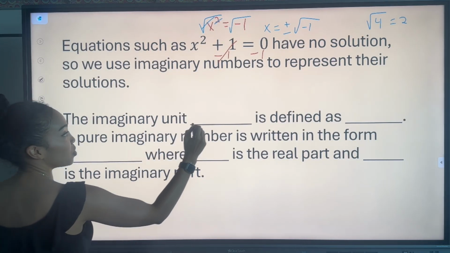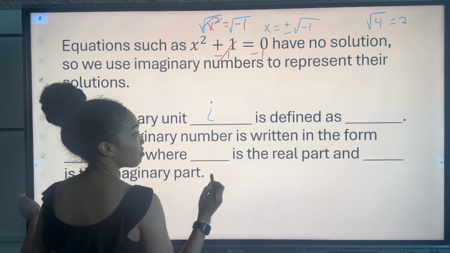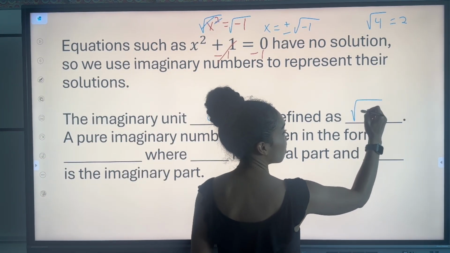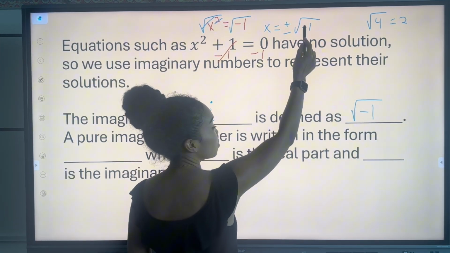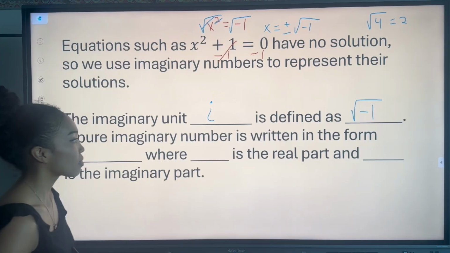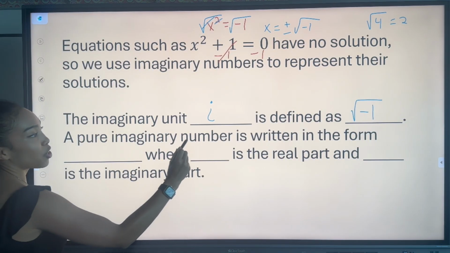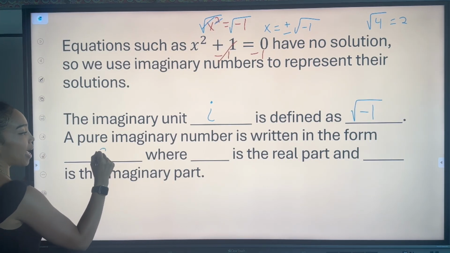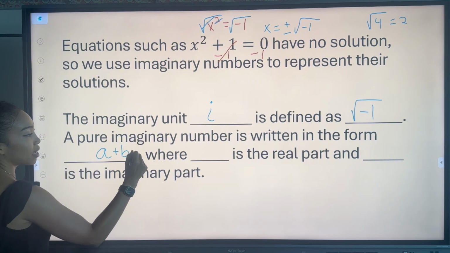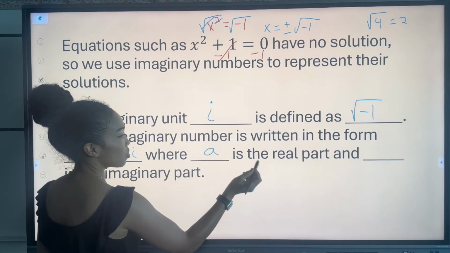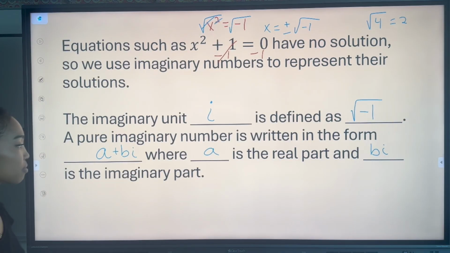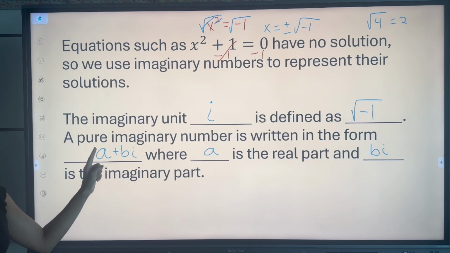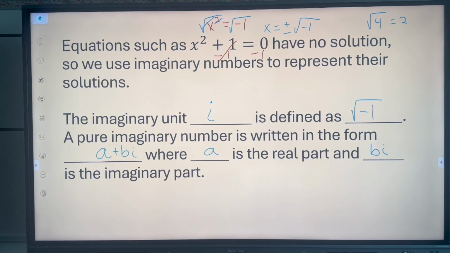The imaginary unit i is defined as the square root of -1. So whenever you have a negative under the square root, that's when this will come in handy. A complex number is written in the form a plus bi, where a is the real part and bi is the imaginary part. a and b are real numbers. i is what makes it imaginary.